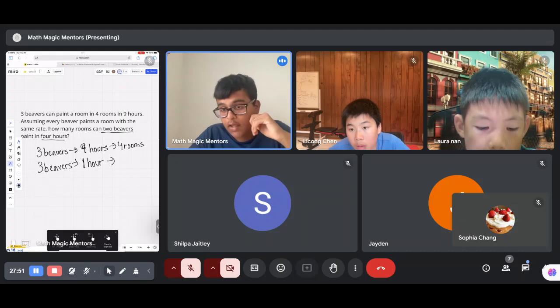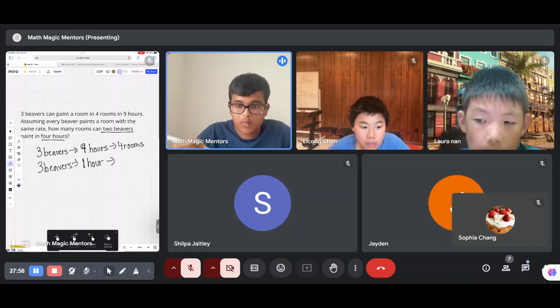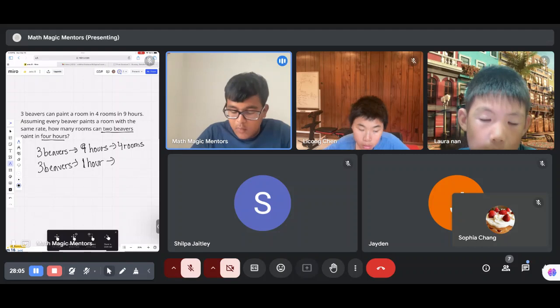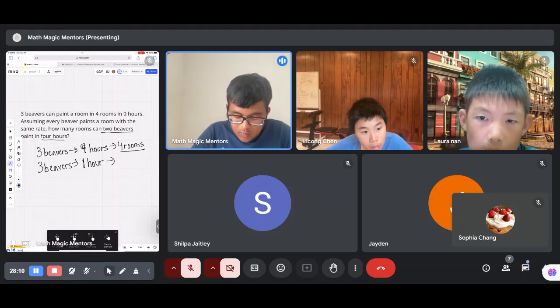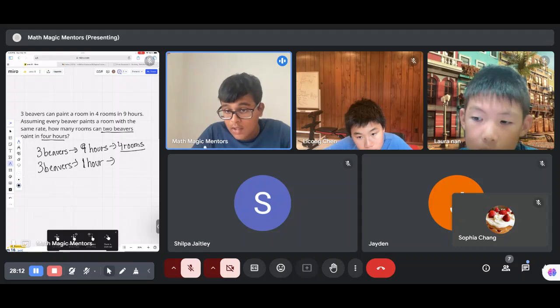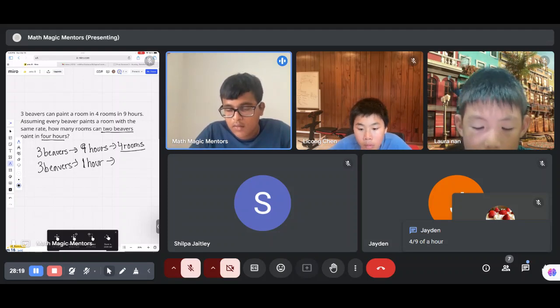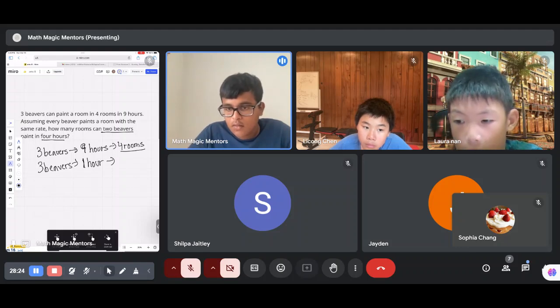Again, I just want to bring down everything to one so that it's easier to see the quantities, because we want to find what two beavers paint in 4 hours, right? So it's easier if we bring everything that's not the amount we're trying to find, which is the rooms, down. If we bring the three beavers down to one beaver and the 9 hours to 1 hour, then it becomes easier thinking about what two beavers can paint in 4 hours, because then you just multiply or divide everything by two or four, right?